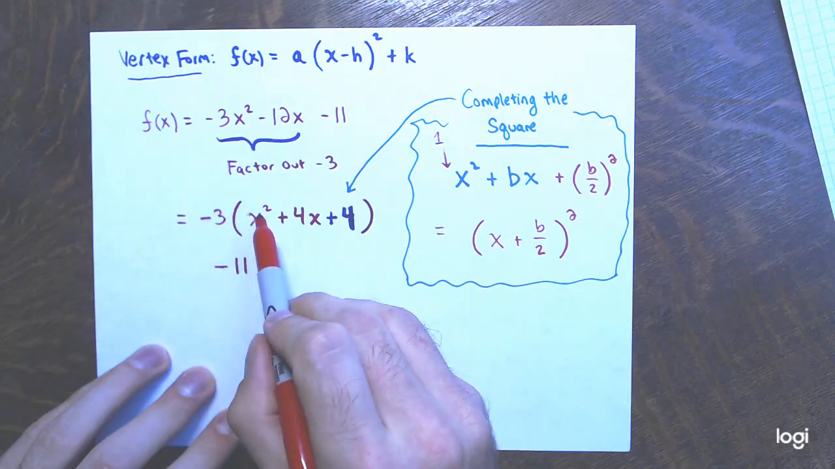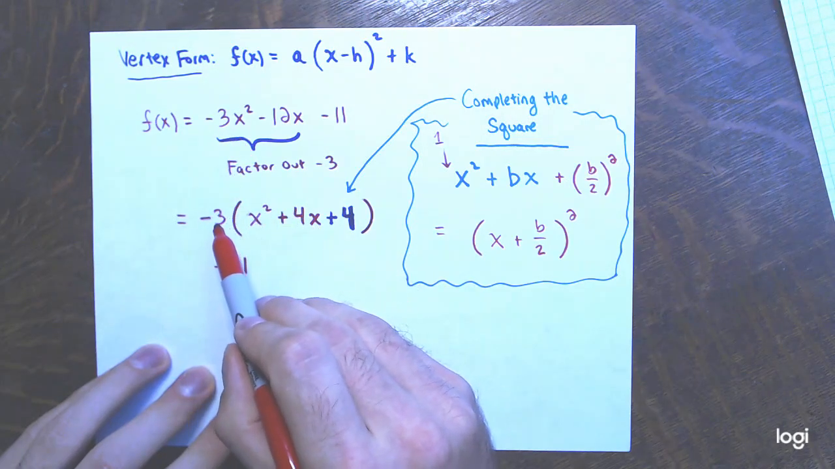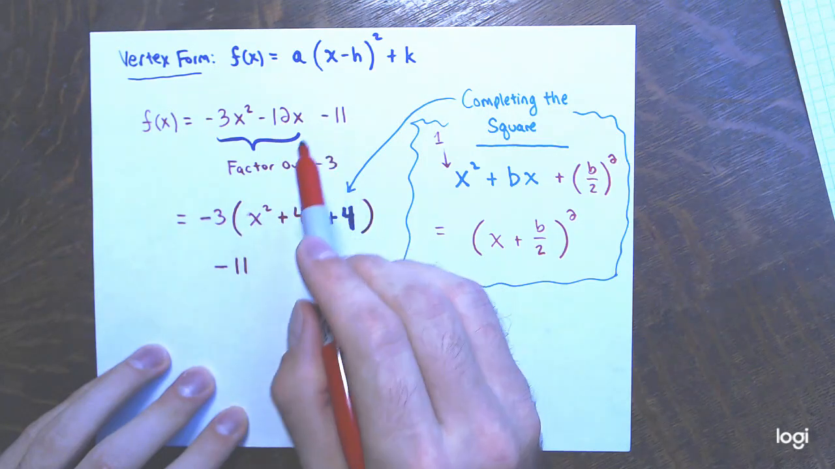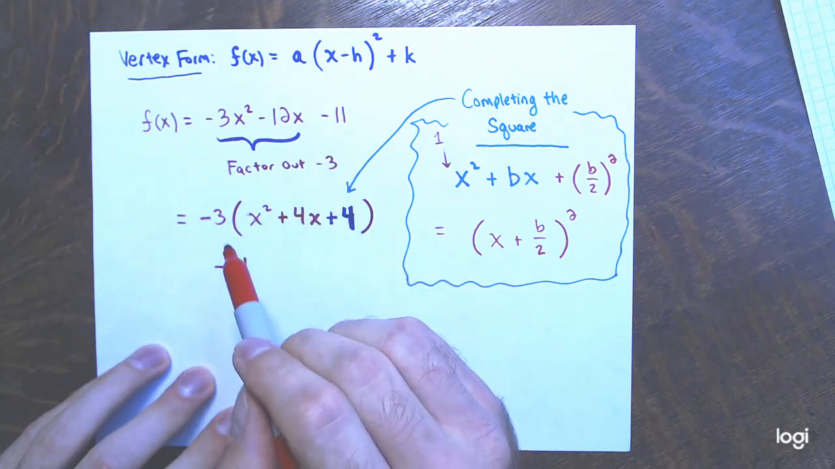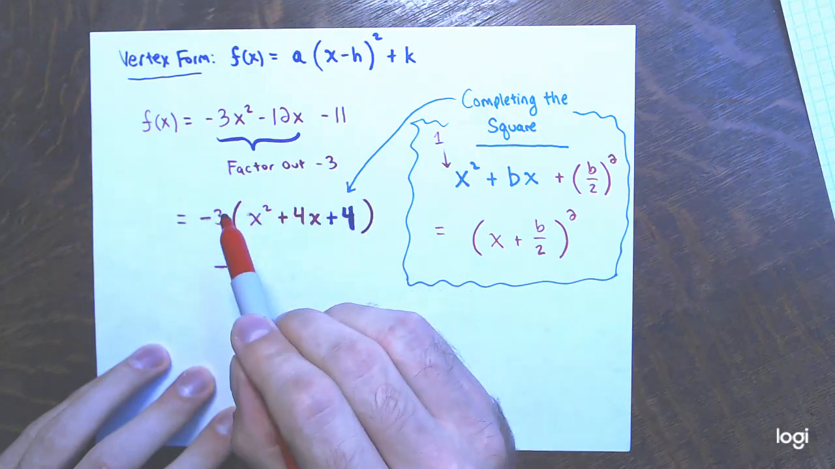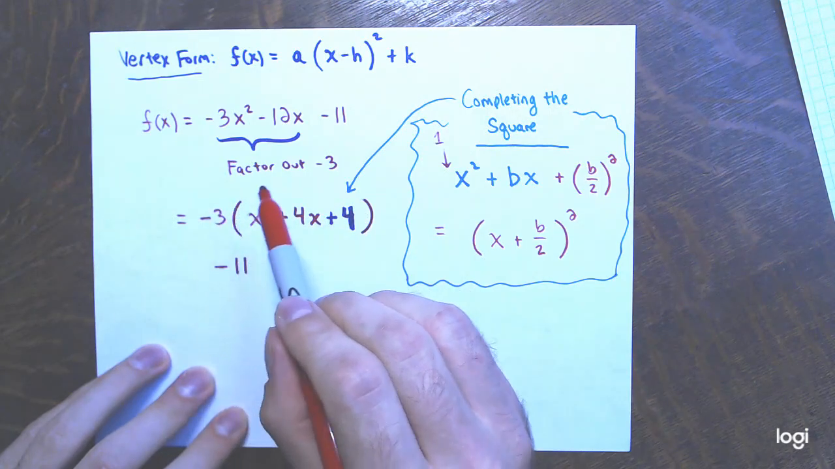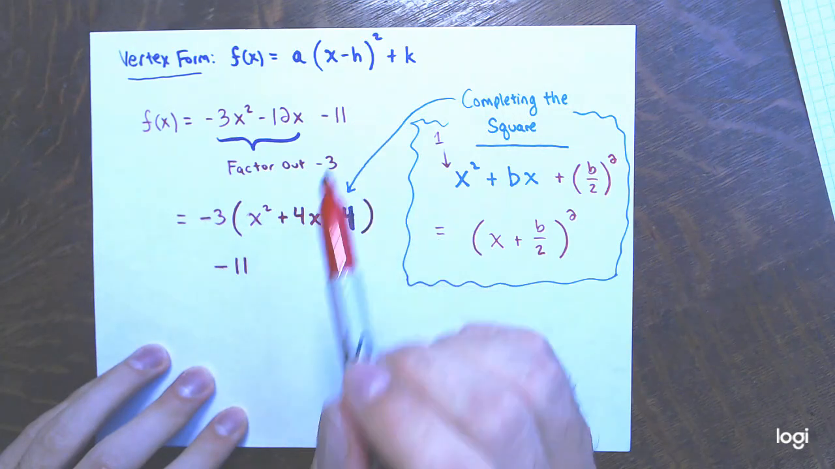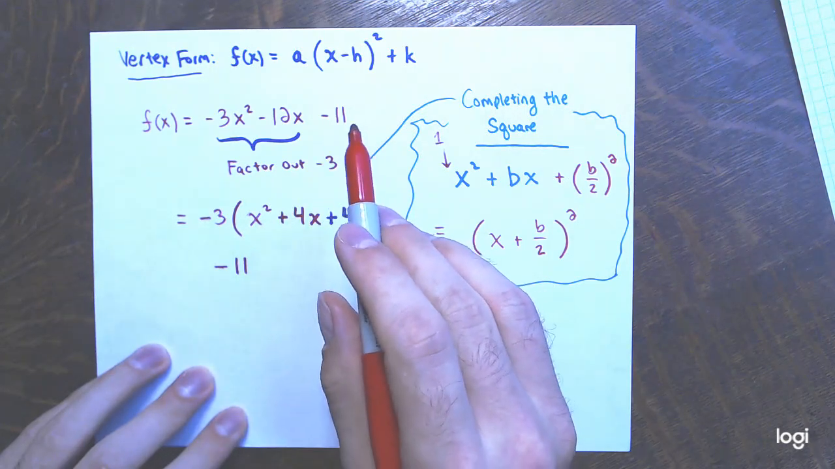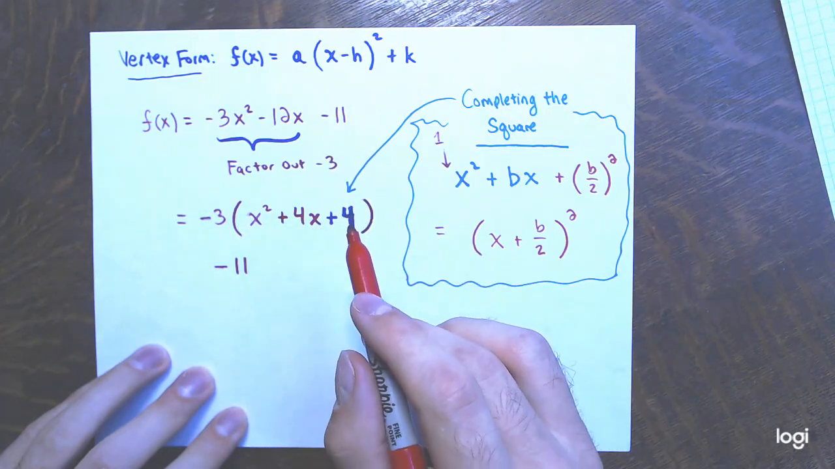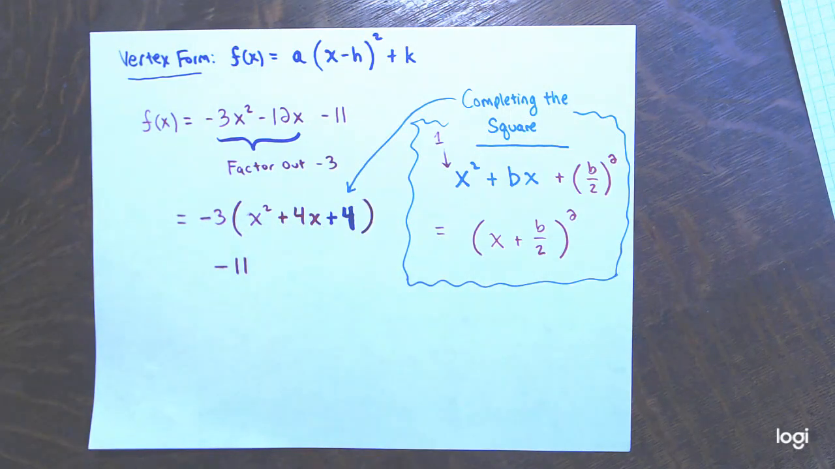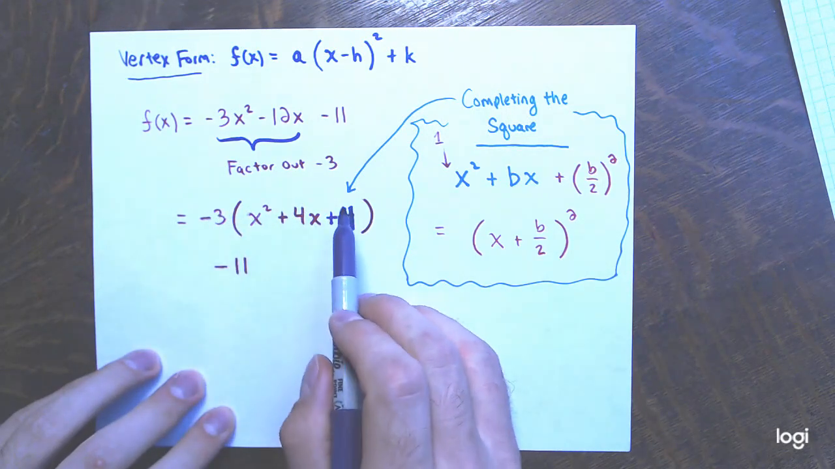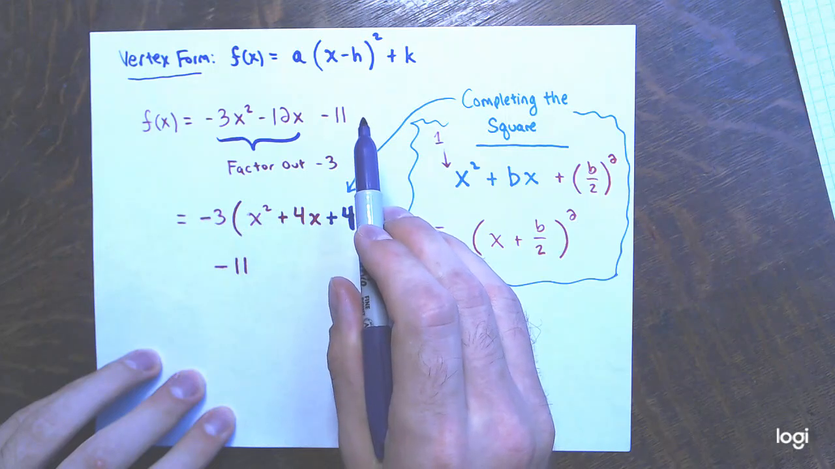I'd have -3x squared, great. I'd have -3 times the 4x would be the -12x, great. You got the -11 at the end, but then distributing that -3 in the parentheses here, you see -3 times positive 4 would give me a -12. There's no -12 up here in the original expression. So we have to counteract this.